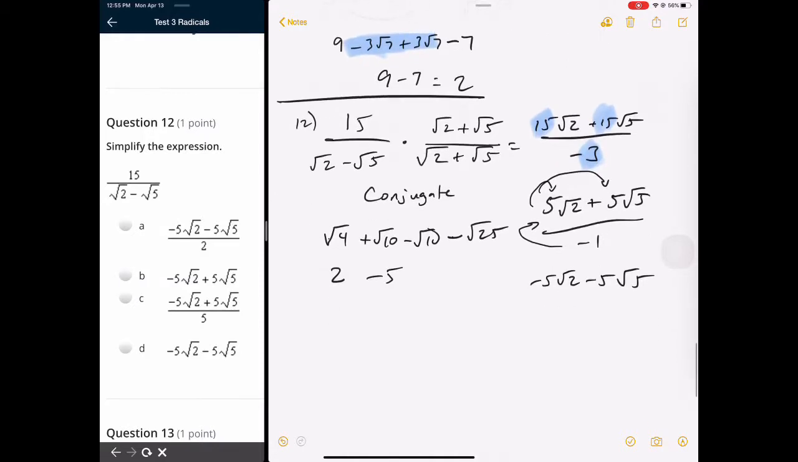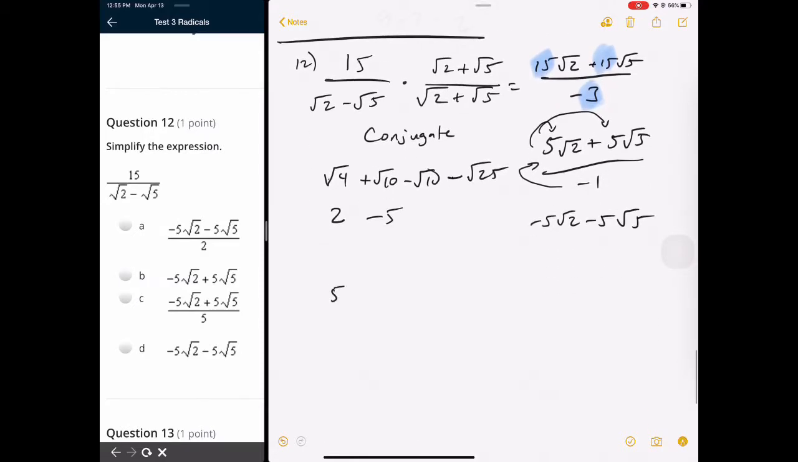Okay, so let's just do another side question. Let's do 6 over square root of 3 minus square root of 2. What do you think the conjugate's going to be here? Square root of 3, square root of 2, instead of a negative though, we're going to use a positive.